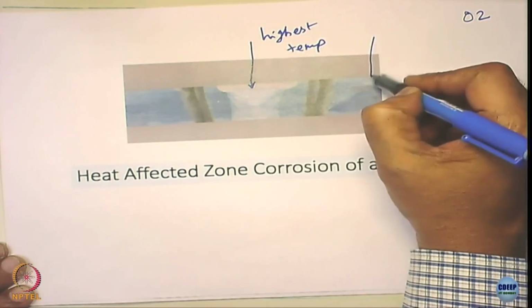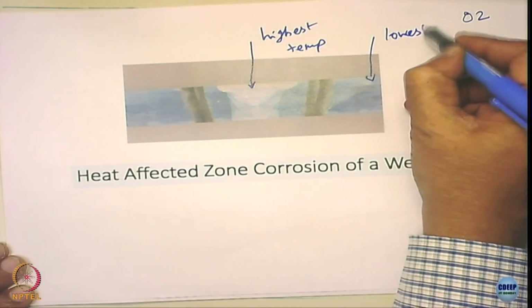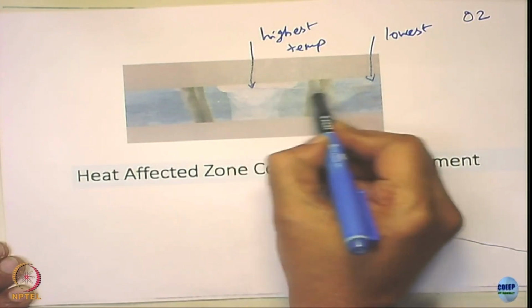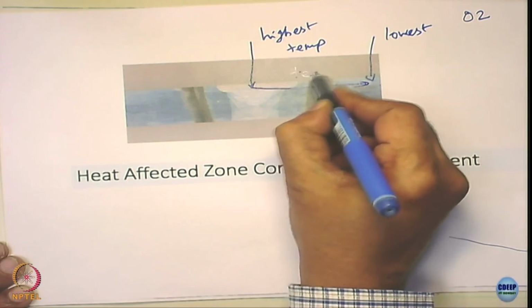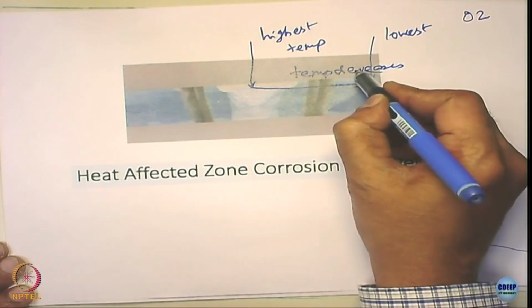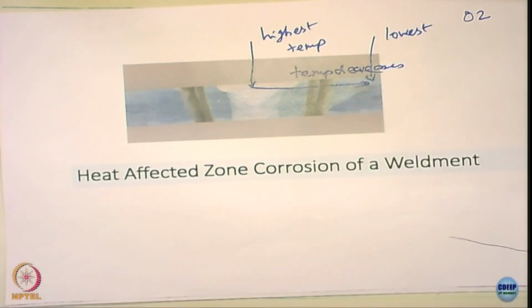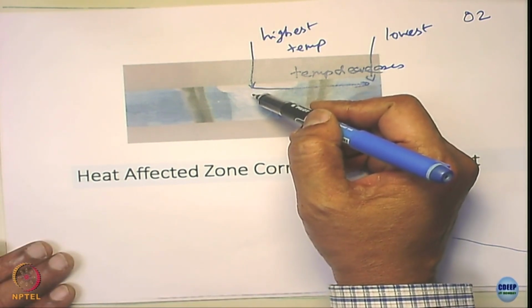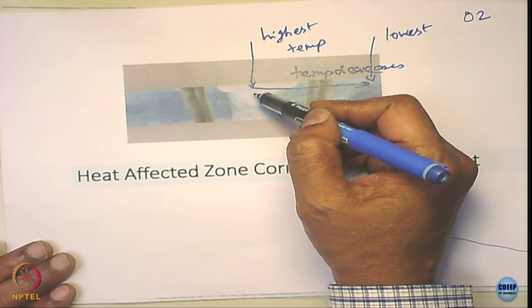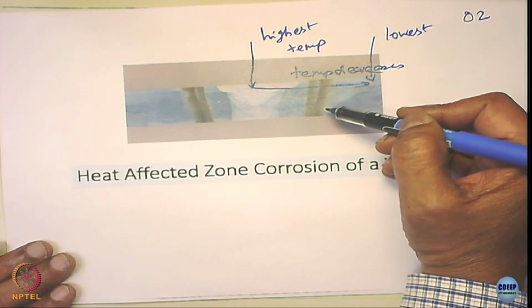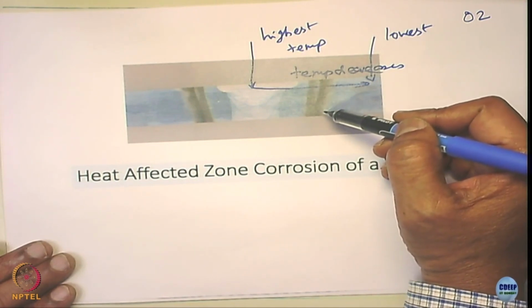And here the lowest temperatures. The temperature starts decreasing from here onwards. Temperature decreases. Okay. Though the maximum temperature is here, the sensitization does not occur at the fusion zone, it occurs away from it, which is called the weld decay zone, generally termed the heat affected zone.